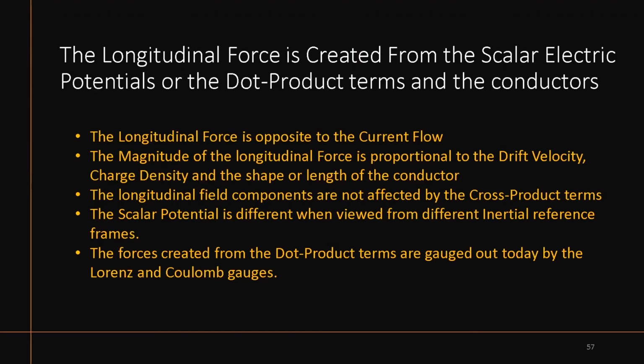The scalar potential is different when viewed from different inertial reference frames, which means you could generate a scalar potential that might look different from another moving past it as compared to standing still next to it. And yeah, the forces created from the dot product terms are gauged out today by the Lorenz and Coulomb gauges.